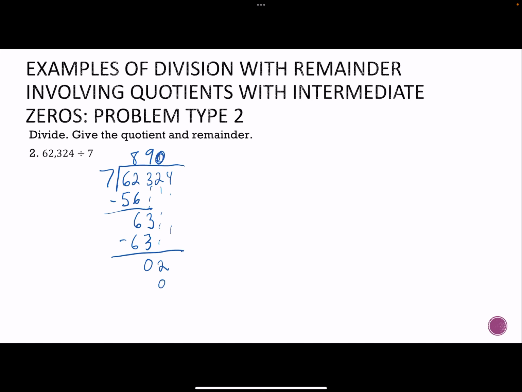0 times 7 is 0. We subtract it, we get a 2, and then we pull down our 4. How many times does 7 fit into 4? 3. 3 times 7 is 21. So we get a remainder of 3. And my quotient is 8,903.